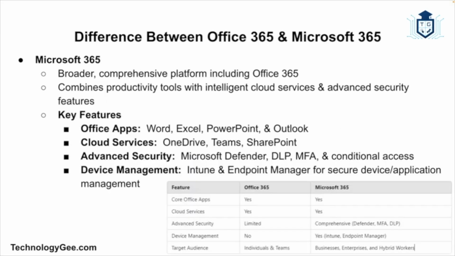Now, Microsoft 365, this is a broader and more comprehensive platform that includes Office 365 as a core component, but extends its functionality. It combines productivity applications with additional intelligent cloud services, device management capabilities, and advanced security tools. And some of the key features of Microsoft 365 include the following. So you have Office apps like Word, Excel, PowerPoint, and Outlook. It has cloud services like OneDrive for file storage, Teams for collaboration, and SharePoint for document management.